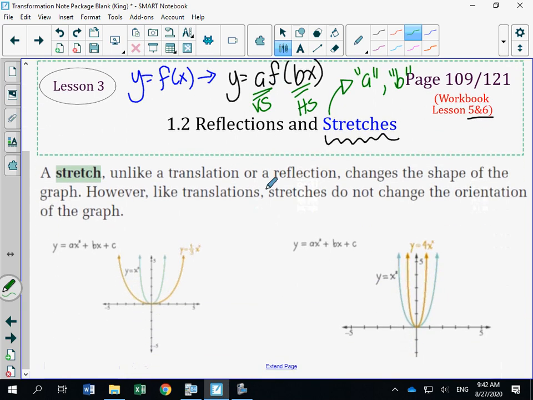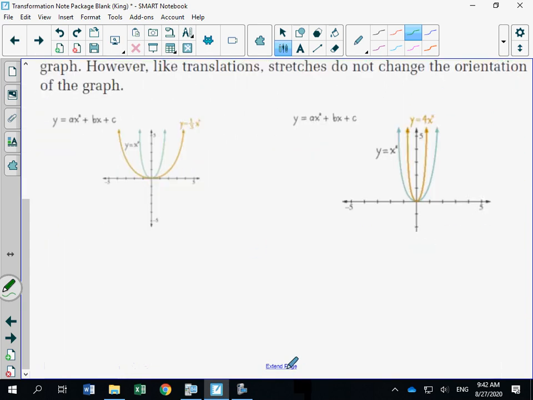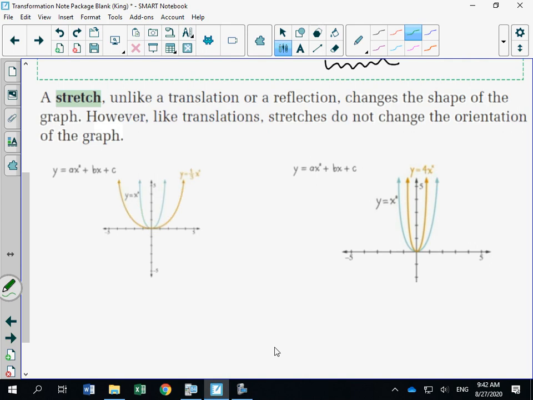Okay? So the first thing here says a stretch, unlike a translation or reflection, changes the shape of the graph. A translation just moved the graph. With stretching, we're actually going to change the shape of the graph. So let's quickly look at something that we did in Math 20-1. In Math 20-1, you were given quadratics, so you were given the graph of y is equal to x squared.